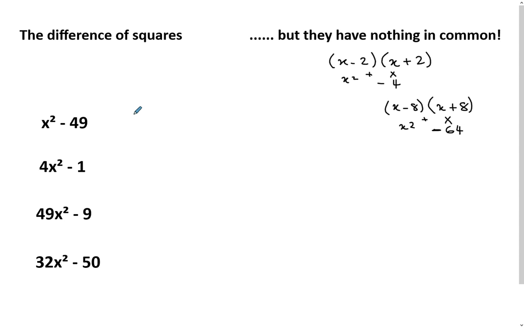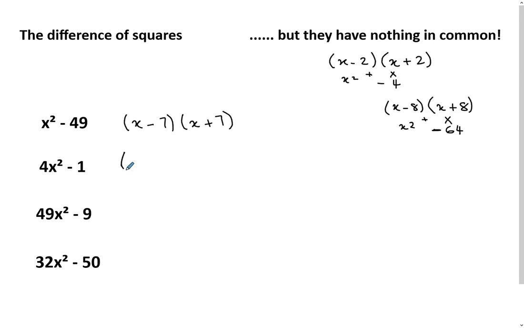So if you have to factorize x squared minus 49, you square root your x and you get x, and you've got minus, and then the square root of 49 is 7, and the other bracket will be x plus 7. As easy as that. That's a square, that's a square, that's a square.